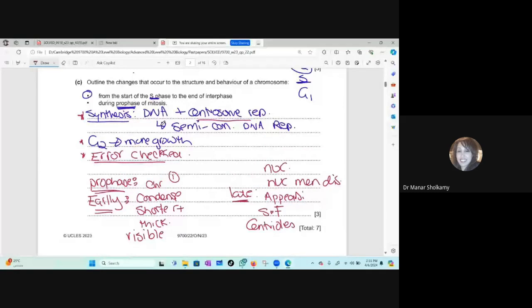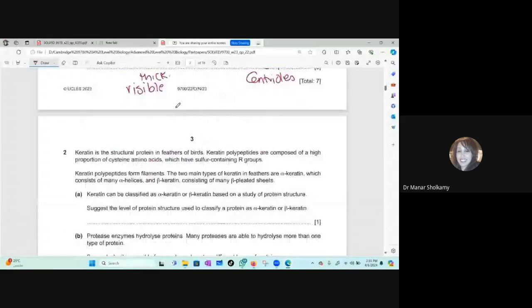So it's very easy, okay? It's a straightforward question, but you have to be very clear what happens exactly at every phase: synthesis, DNA replication, and then the G2, because they said from synthesis to the end of interphase. So don't forget the G2. Don't mention the G1 because they said from synthesis. And what happens in prophase? Very easy and straightforward question.